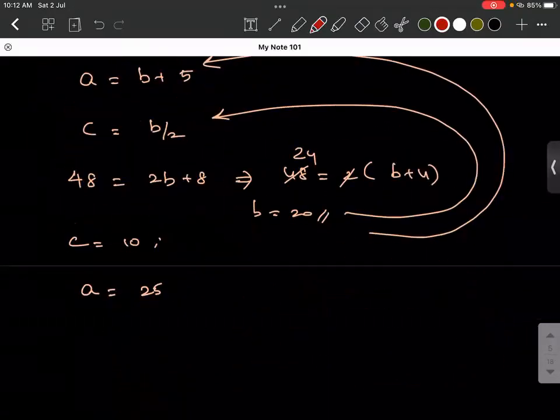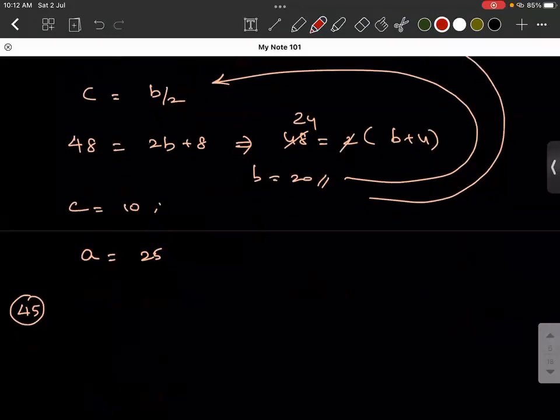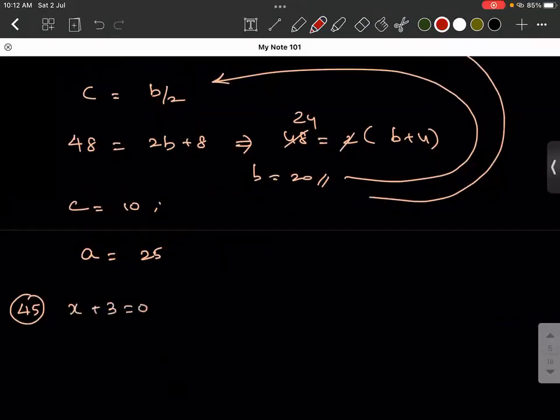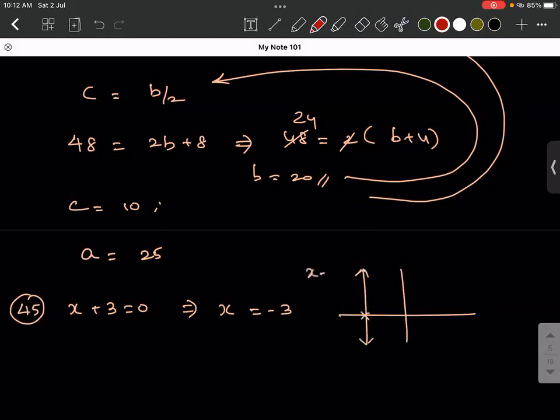This is 44th, right? Which implies X is equal to minus 3. It represents X is equal to minus 3, a line parallel to the Y axis. Minus 3 comma 0. That's all.